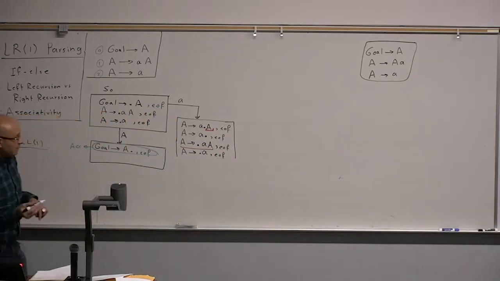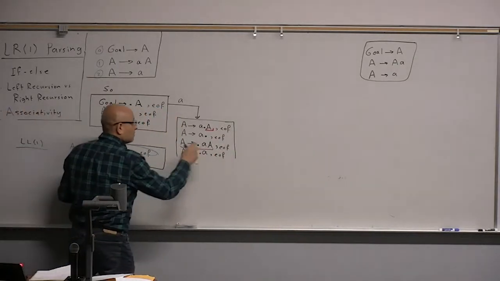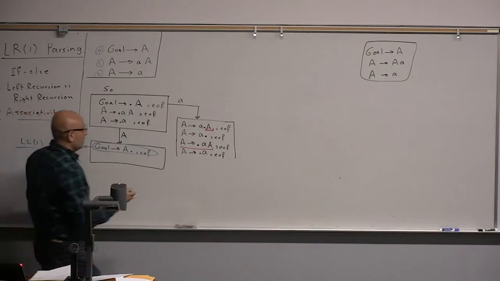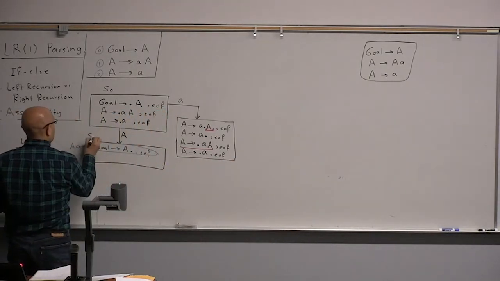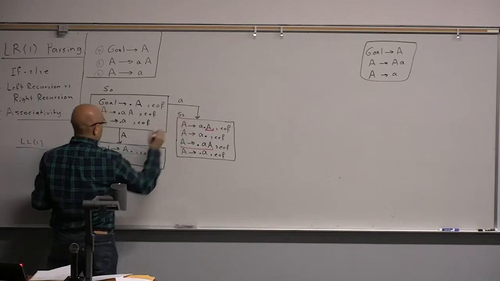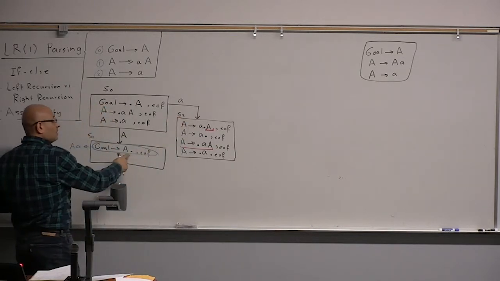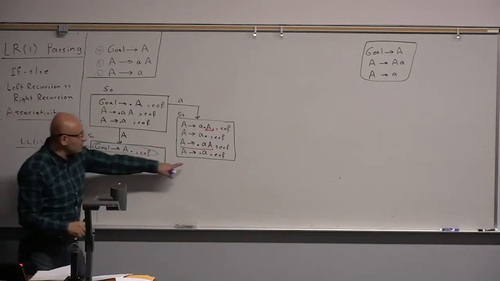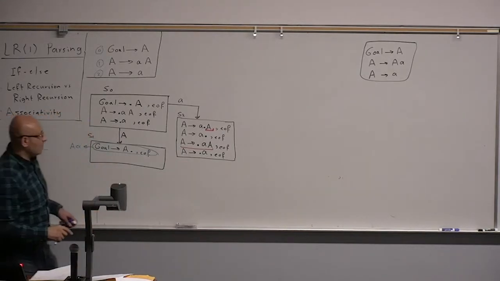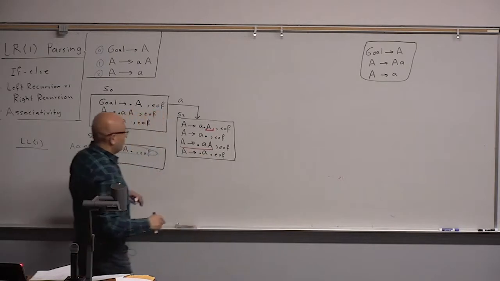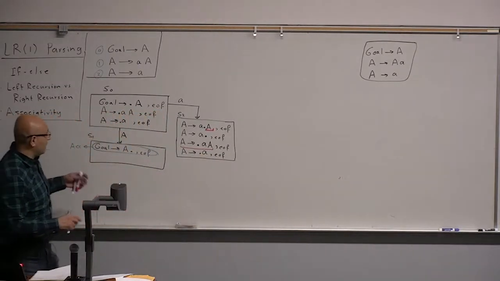Now, any further expansion? No, because this is a terminal. So this is what we get. So this is state 1. This is state 2. Of course, this will not lead to any further state. Will this lead to any further states? Yes, in fact, we have a transition on big A and on little a.